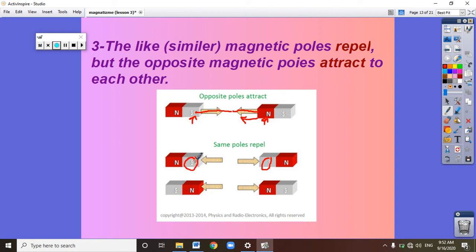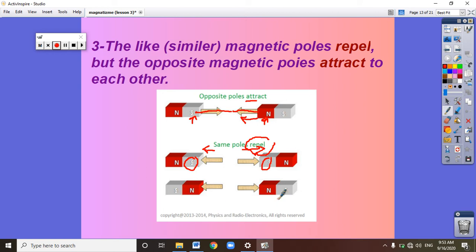What will happen? They will repel. Okay, they will repel in different directions, as you can see. So like poles repel, different poles attract.